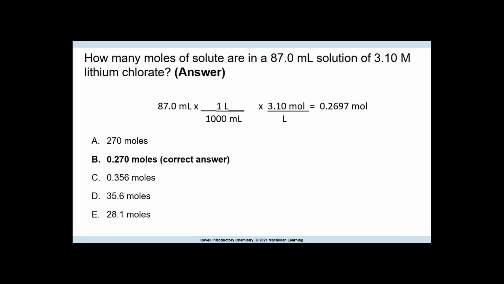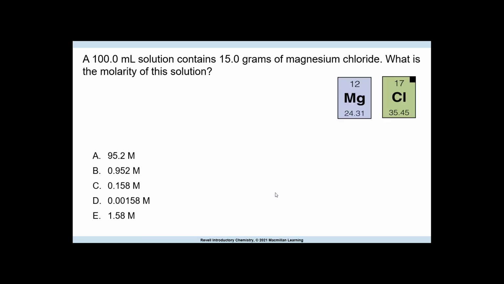And then, so here is a conversion to get this to liters. Then the liters cancel out. And it tells us that there is 0. This is my calculator. I did not round on purpose, so you can see my calculator answer. And there is 0.270 moles of solute in 87 mils of a 3.10 molar lithium chloride solution.